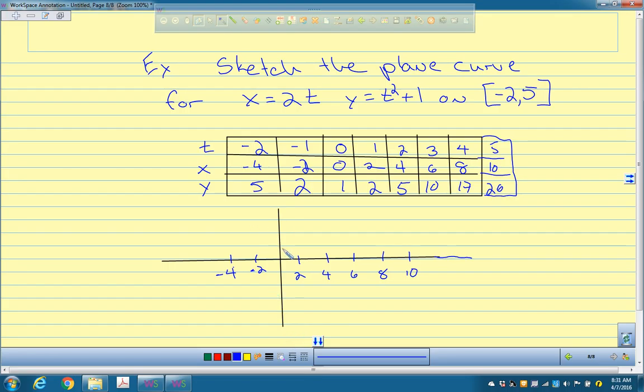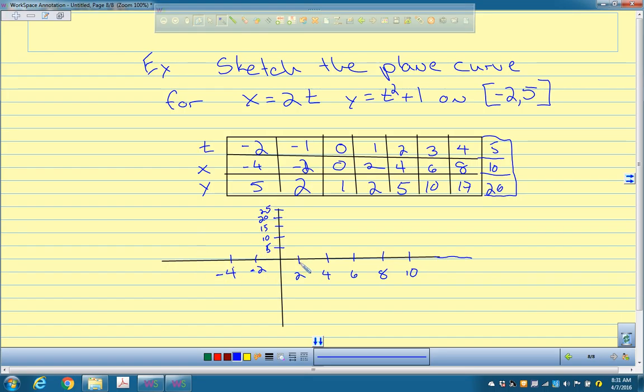And then I'm going to squish my scale here, otherwise it's not going to fit. Notice that all the y values are positive, so what should I count by? Let's count by 5s. 5, 10, 15, 20, 25.